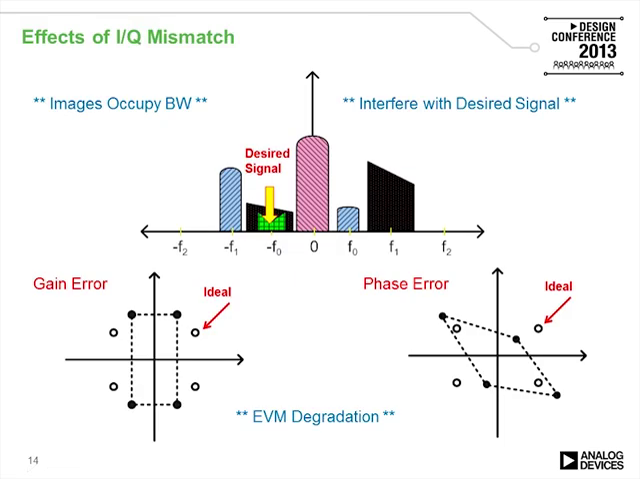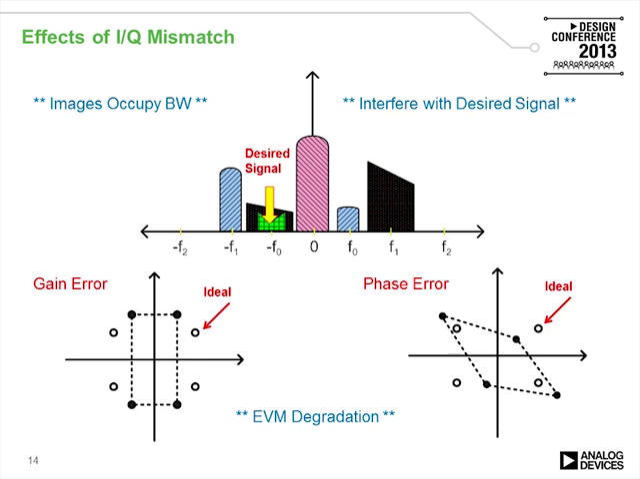So, where does it actually come from? The effects of this IQ mismatch that we were talking about before, which causes either gain error or phase error, or desired or undesired images, can all be accounted to these gain errors and phase errors. So we can see that these effects of IQ mismatch are going to cause EVM degradation as our actual constellation points move away from our ideal locations.